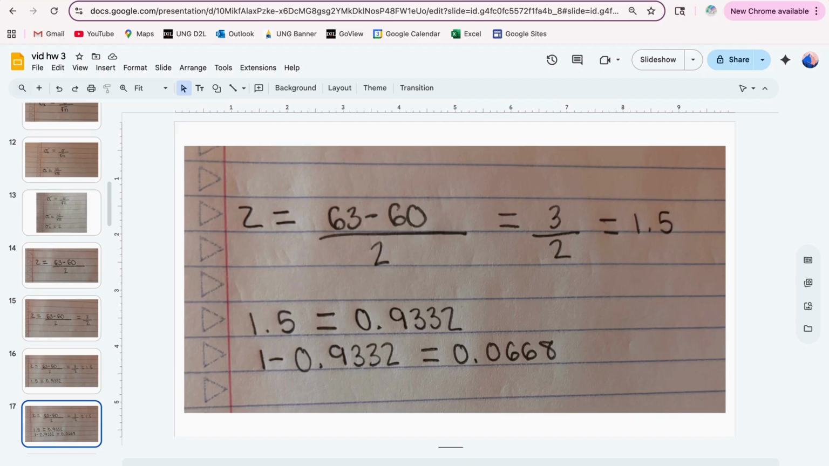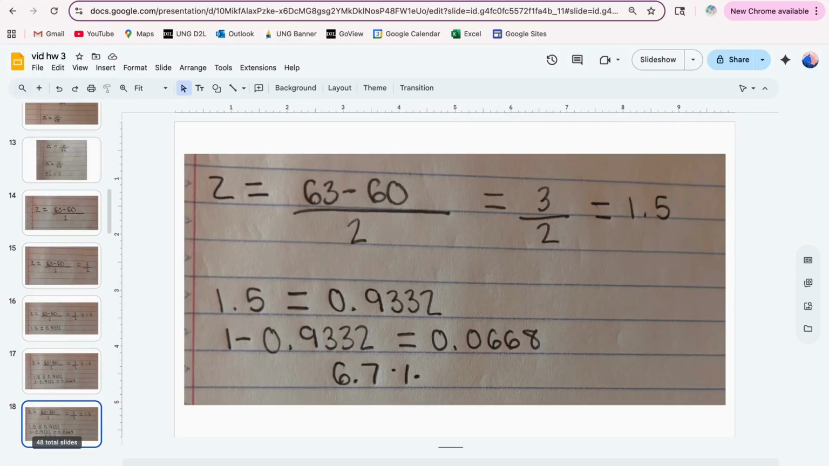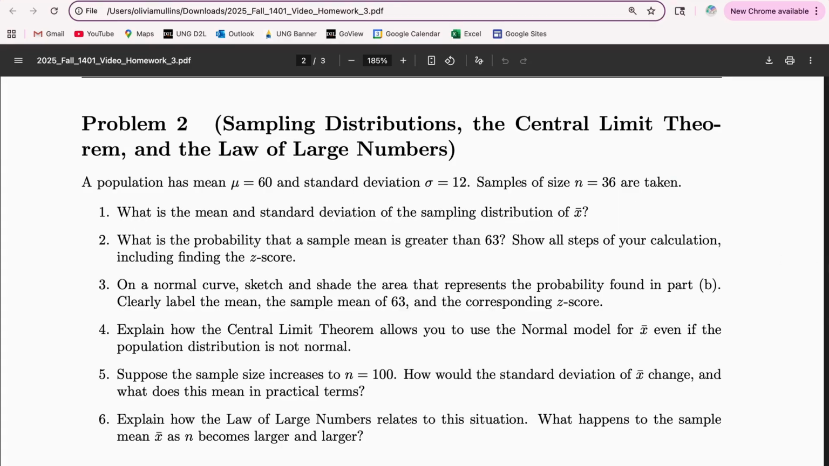We then subtract this value from 1 to find the upper tail probability. So 1 minus 0.9332 equals 0.0668. That means there is about a 6.7% chance that our sample mean is greater than 63. Now we can move on to question 3.